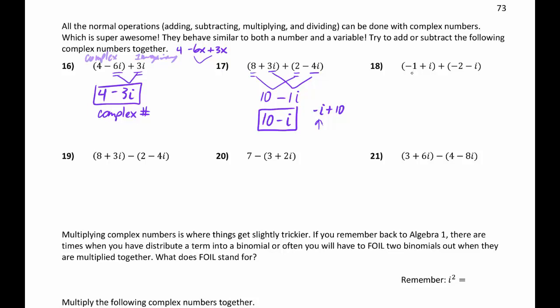18 is interesting. If I'm looking at this, negative 1 plus i added to negative 2 minus i. The negative 1 and the negative 2 is pretty easy. They make negative 3. But it's the positive i and the negative i that if I add those two things together, I get 0i. So negative 3 plus 0i is really just the same thing as negative 3 plus 0, and that results in negative 3. So sometimes taking a complex number and adding it to another complex number can lead you to a result that is actually a real, normal, regular number.